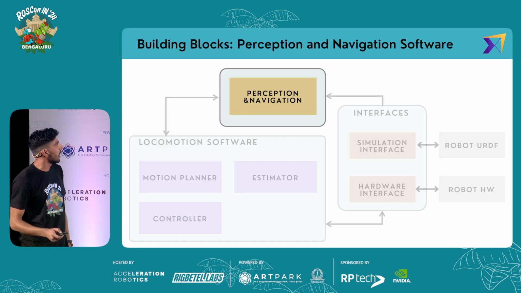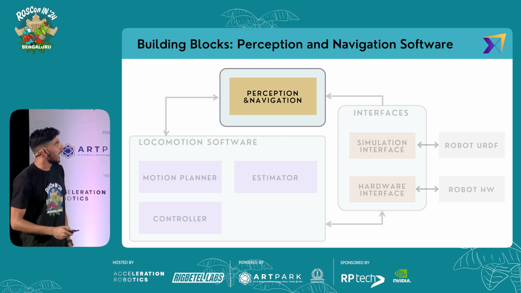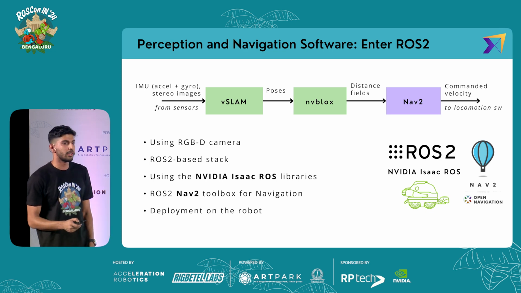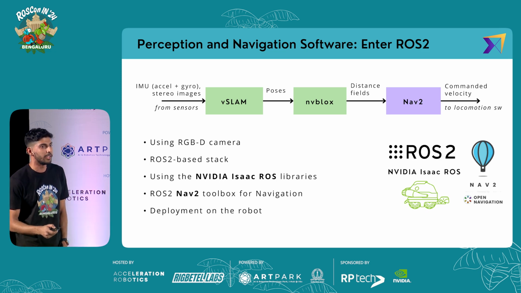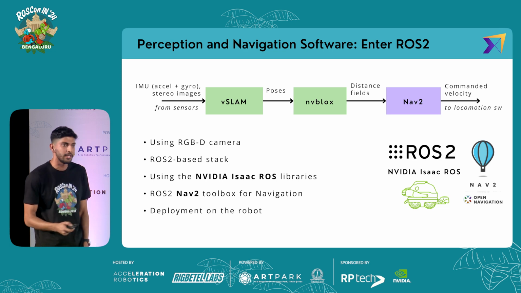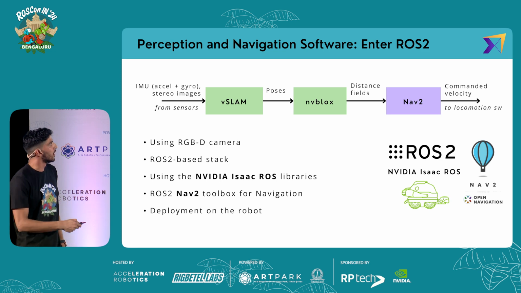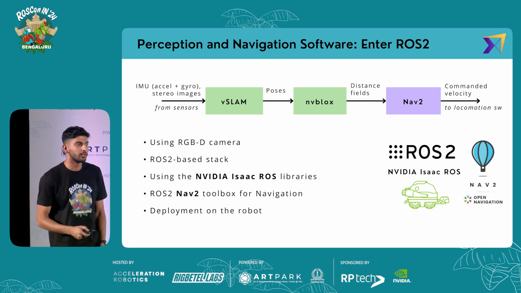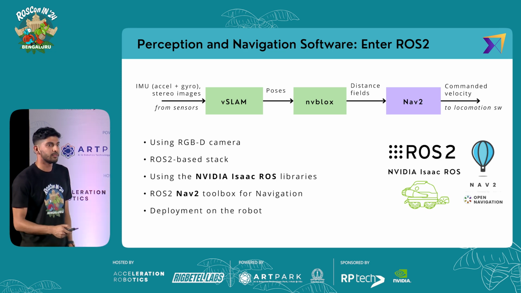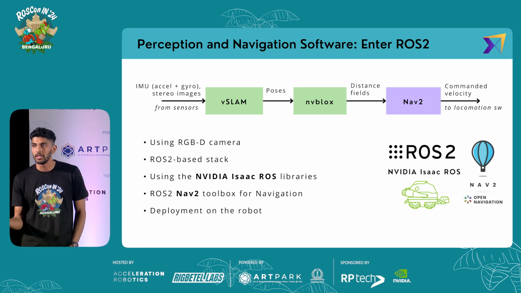Now coming to the other important block of the software, the perception and navigation stack. Here we are fully leveraging the ecosystem of ROS2, because the tools are well developed and easy to integrate and implement on the robot. We are using NVIDIA's Isaac ROS libraries to do visual SLAM, which takes in the data from the sensors, the depth camera, and the IMU. It passes the poses to the NVBlocks toolbox, which computes the distance fields, and that goes to the Nav2 toolbox, which finally gives us the commanded velocity once we specify certain waypoints. That commanded velocity is then passed on to the Locomotion software.